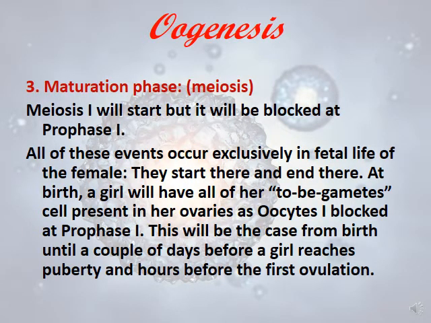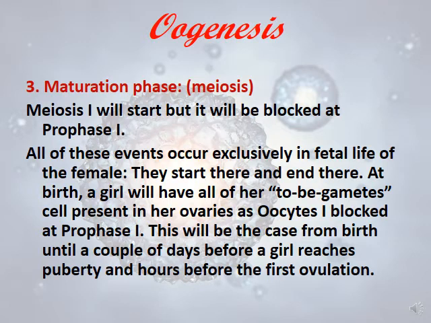Let's move to stage number 3, or phase number 3. Here we have the meiosis. Meiosis 1 will start, but it will be blocked at prophase 1. All these events occur in the fetal life, and only in the fetal life of the female. They start there and they end there. So meiosis 1 will start and be blocked at prophase 1 through the fetal life of the female.